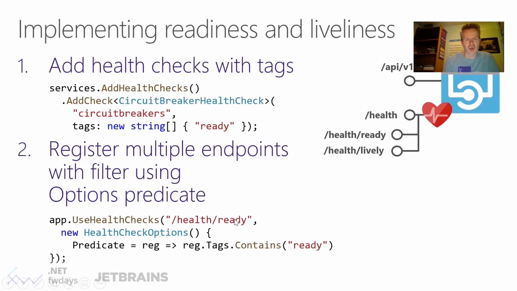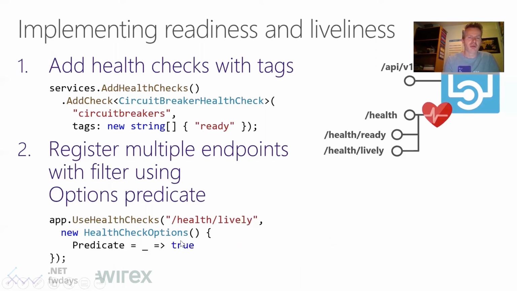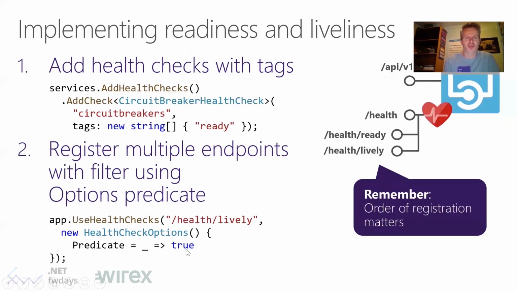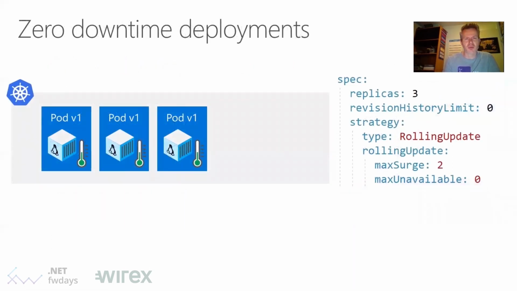So in this case, the ready endpoint only executes health checks that have been tagged with ready. And similarly, you can do lively, or just assume that for lively, all health checks will be executed. That would be where the predicate just says, okay, true, execute all of them. All of them are valid. Order of registration matters if you map the endpoints and the health checks, so keep that in mind.